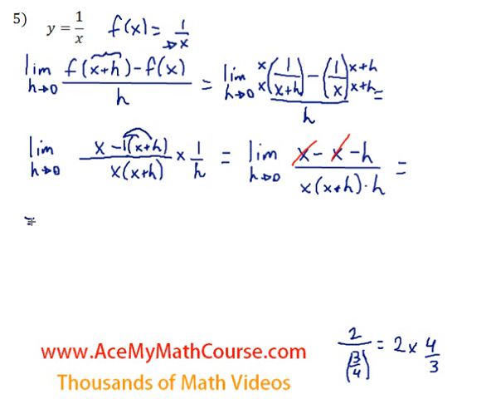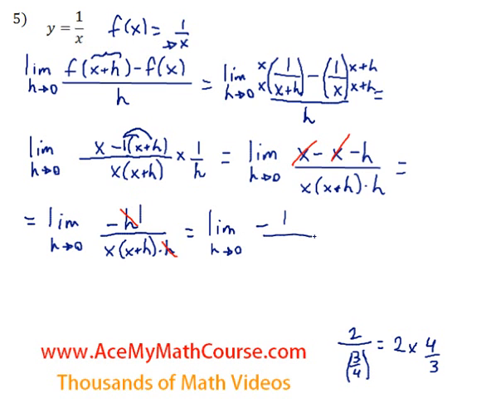So up top, actually, let me just quickly copy this down. Limit as h approaches 0. Up top, we only have the minus h, or the negative h now. Okay, so negative h over x times x plus h times h, and I can finally cancel the h's out. Over here, I'm just left with a 1. So we have the limit as h approaches 0 of negative 1 over x times x plus h.